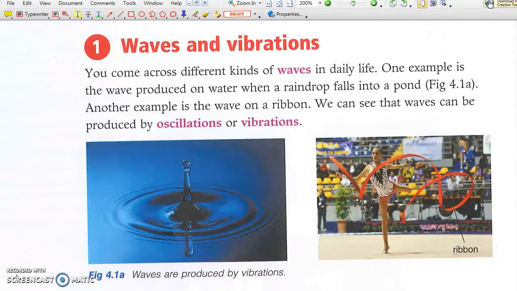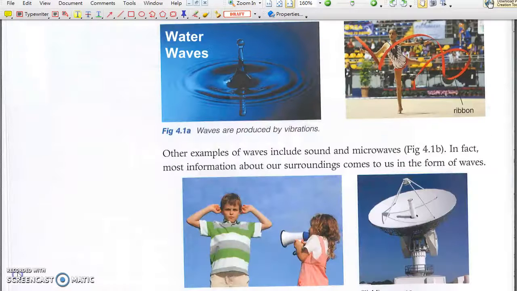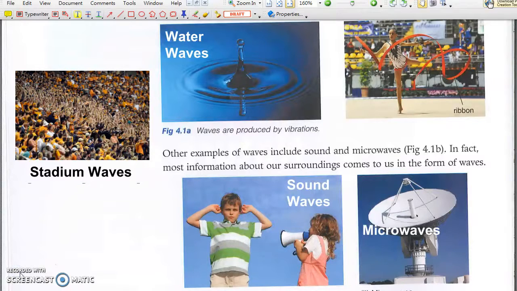1. Waves and vibrations. Oscillations or vibration produces waves. There are water waves, sound waves, and microwaves, which actually belongs to electromagnetic waves. Well, stadium wave is also the kind of wave. Have you taken part in a stadium wave? How does it work?